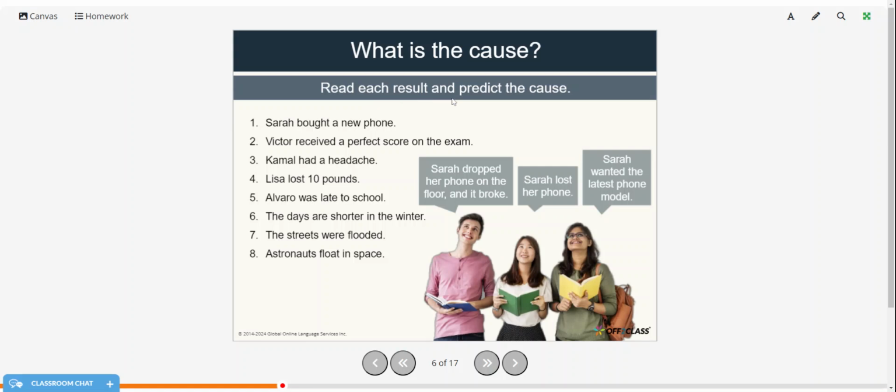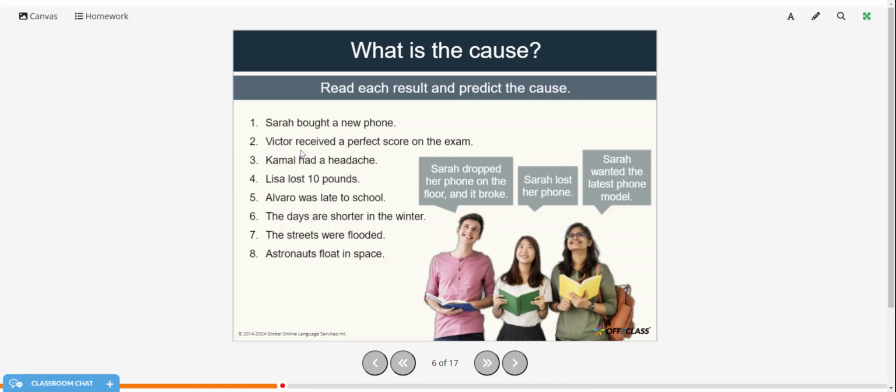So read each result and predict the cause. Sarah dropped her phone on the floor and it broke. Sarah lost her phone. Sarah wanted the latest phone model. So Sarah bought a new phone. So it could be that she lost her phone, or any of these could have been the cause of her buying a new phone.